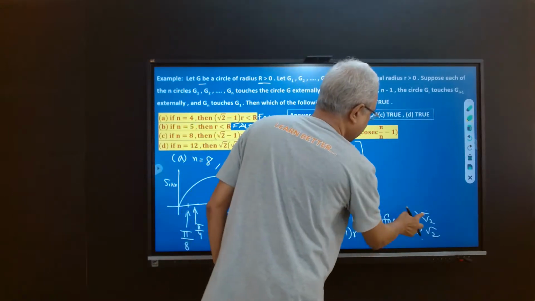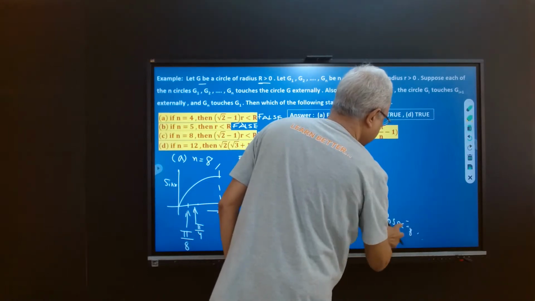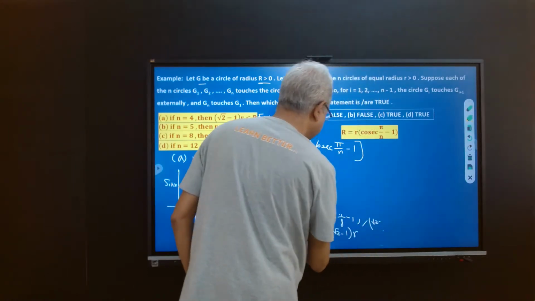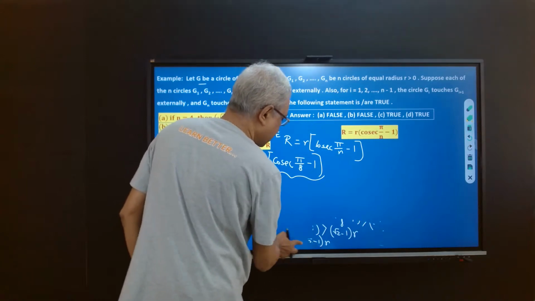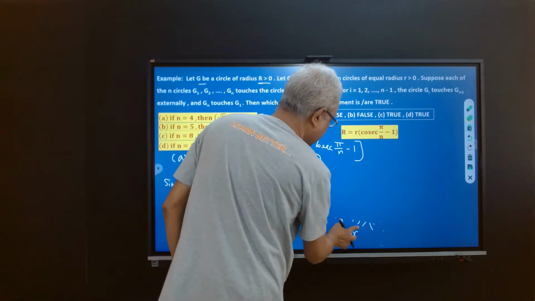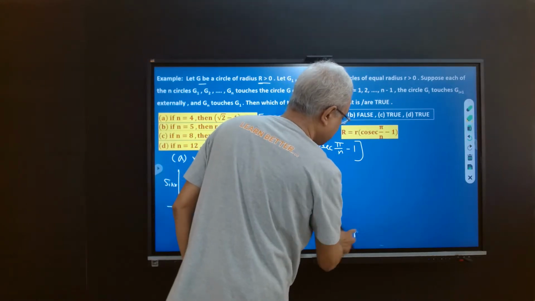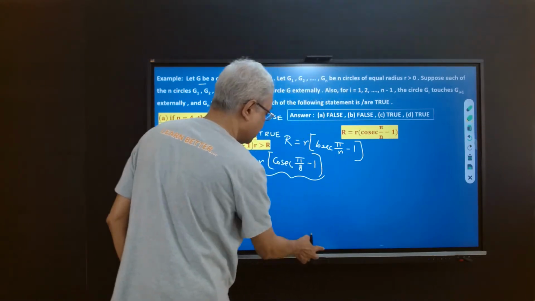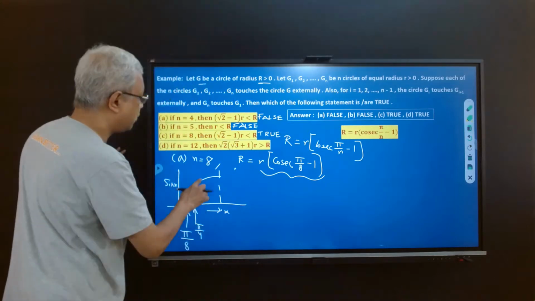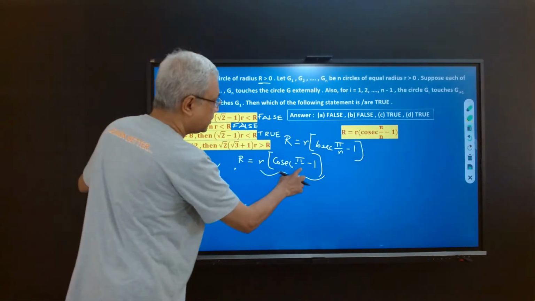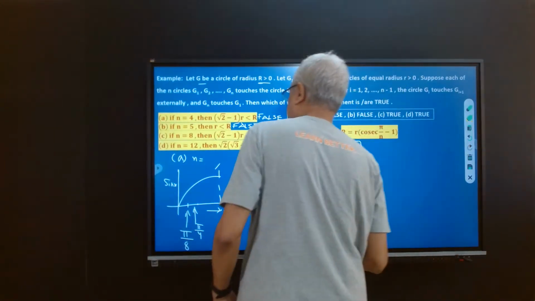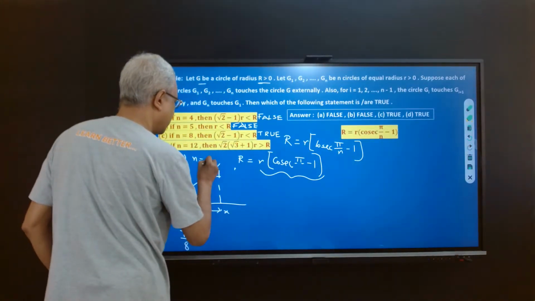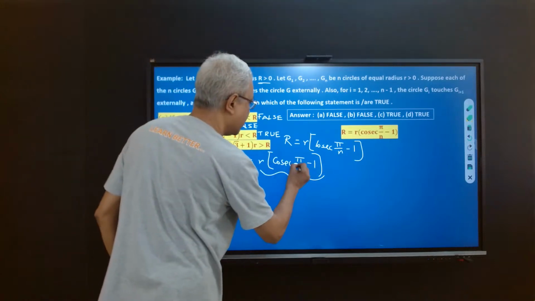pi by 12. If you divide 180 degree by 12, it becomes 15 degree. So cosec 15 degree you can calculate, and it will be useful if you calculate the value of cosec 15 degree in this problem. So here it is, just replace 8 by 12. So it is n equal to 12, so cosec pi by 12.